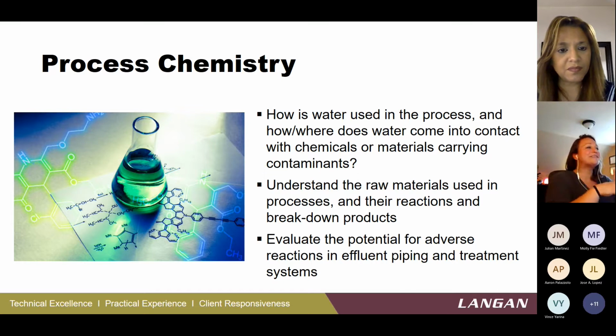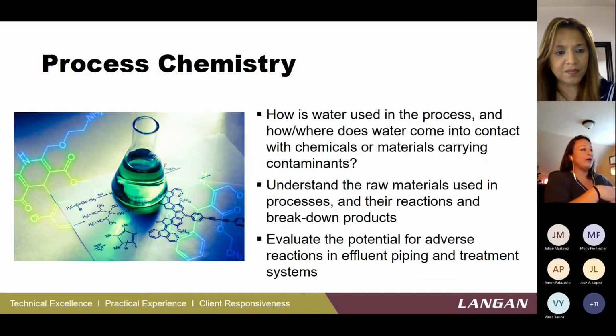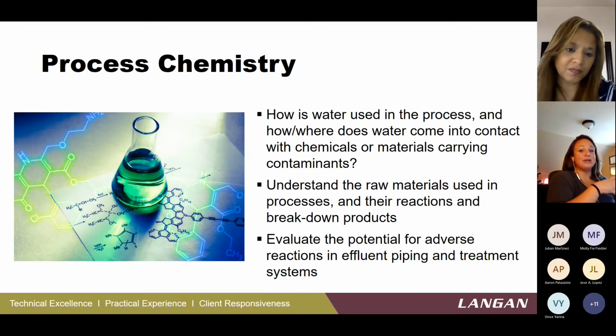So how are things coming into contact? What chemicals are being used? Are contaminants being carried out? Is a part cleaned and it's carrying off oil? Is there maybe residual metals or metal dust once you clean it that's also being carried out in water? Understanding your raw materials used in the process, the reactions and breakdown products.